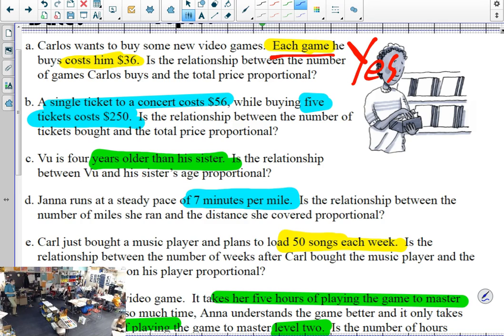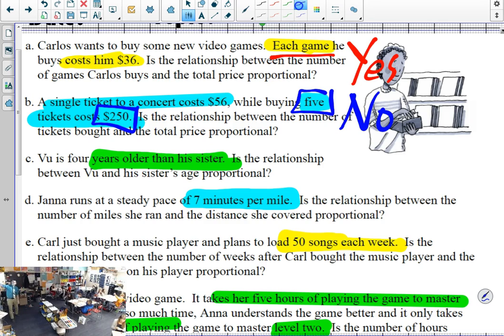Emma Browning, what about B? Why? But what about when he buys 5 for $250? Is that 5 times 56? There's a special price break at 5 tickets that is not proportional. B is no. Hey, why are we packing up? I'll wait. Wherever you're headed, they'll be patient.